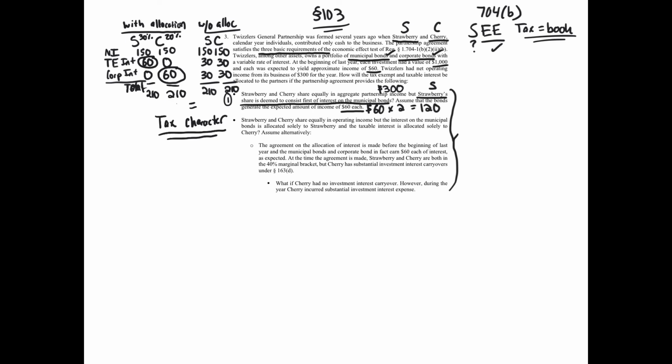Versus if Cherry had all 60 of the corporate interest, because that's what's taxable, right? This line. That's where I got those numbers. Strawberry, 30% of 30 is 9, and then 20% of 30 is 6, which is 15. If Cherry has it, 20% of 60 is 12. I'm sorry, my apologies, 12.